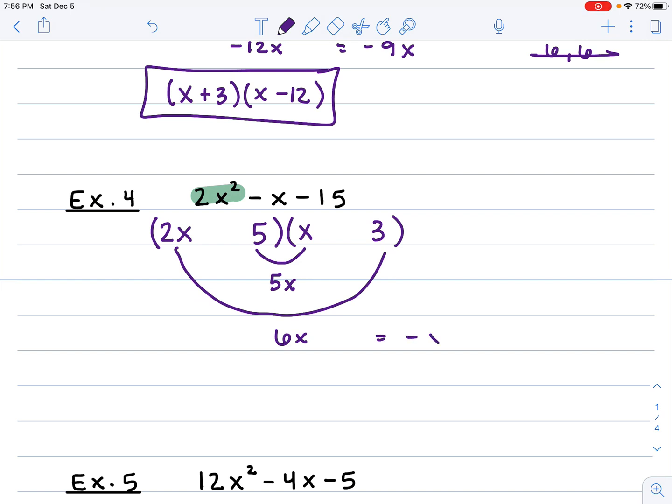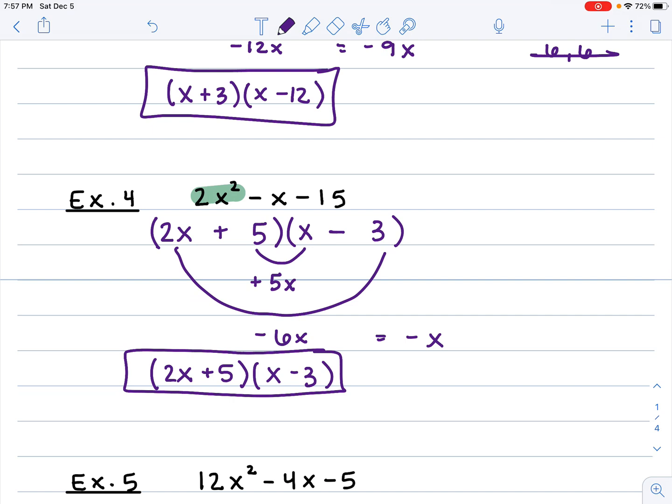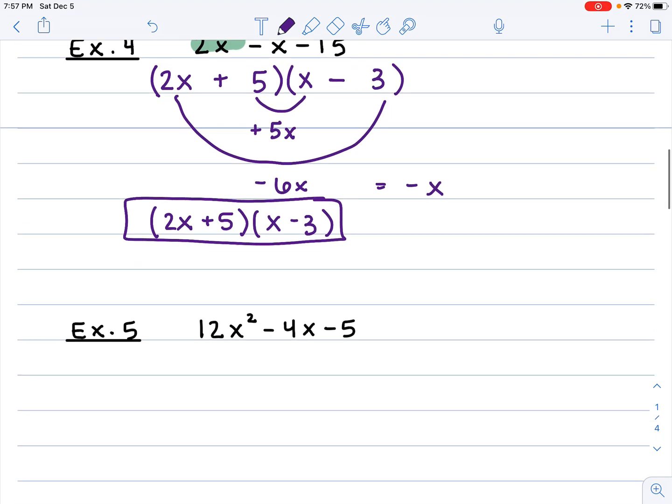Is there any way I can make that into negative x? Well, it could become negative x if I have a negative 6x plus a positive 5x. So it'd be plus 5, minus 3. So my final solution would be 2x plus 5, x minus 3. And not all the time are you going to get it right the first time. Sometimes we have to erase and keep trying.